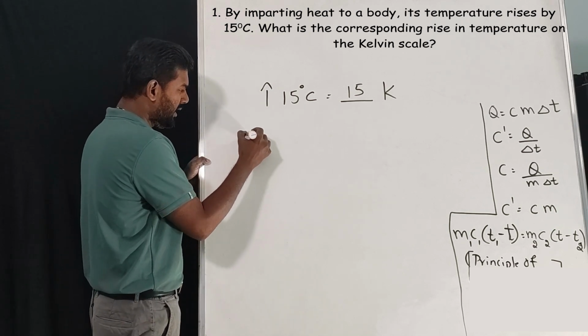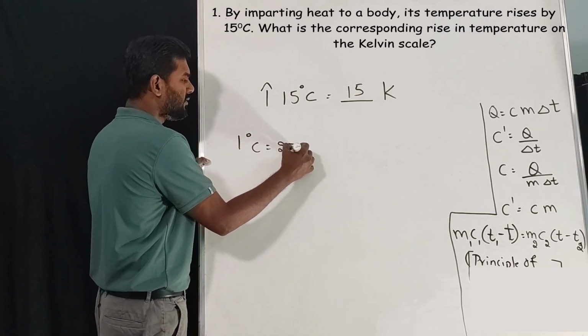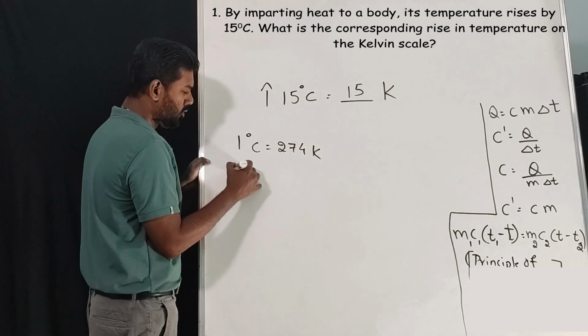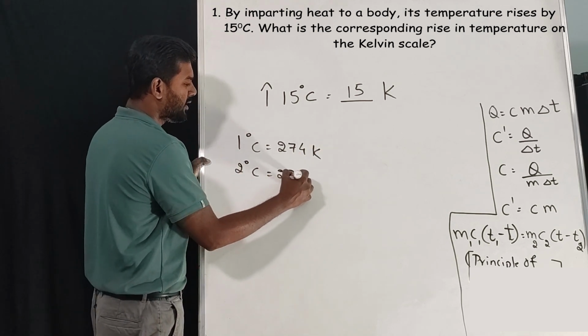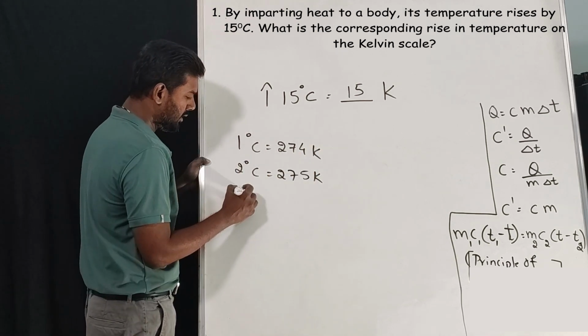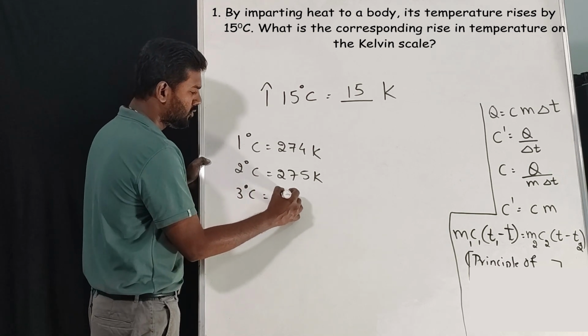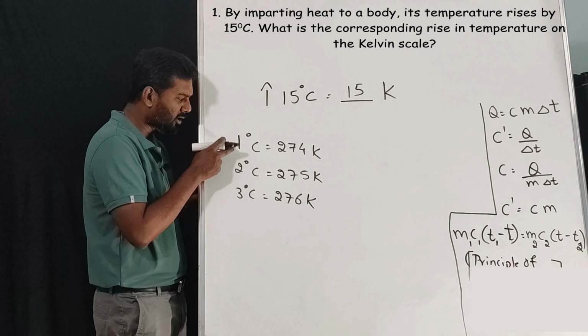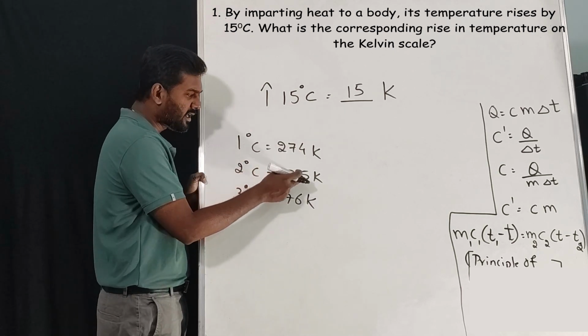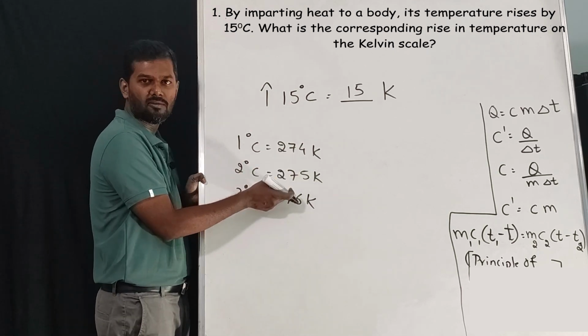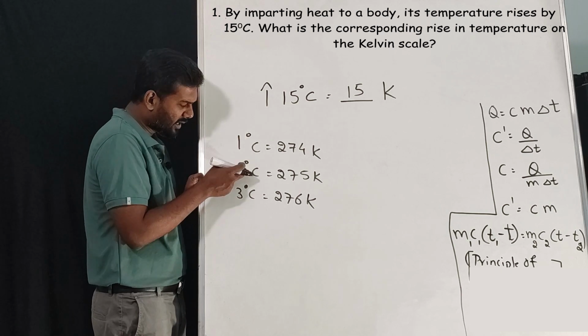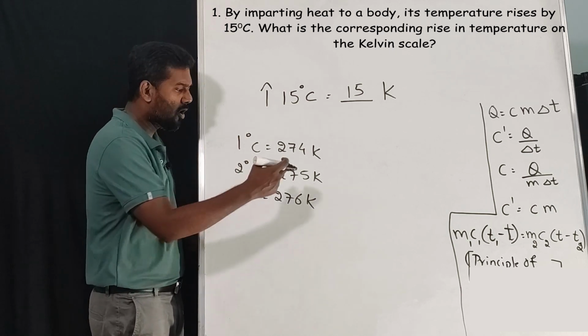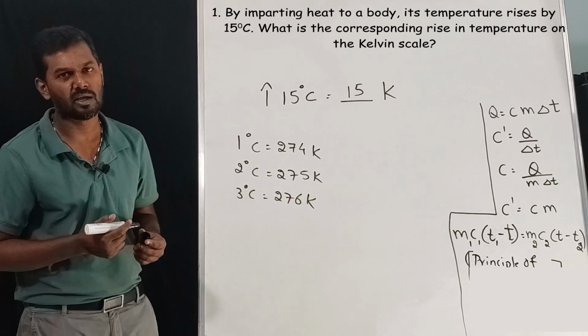This one, 1 degree Celsius is equal to 274 Kelvin, 2 degree Celsius is equal to 275 Kelvin, 3 degree Celsius is equal to 276 Kelvin. How much have I increased from this point to this point? 1 degree Celsius. How much is increased from this point to this point? 1 Kelvin. That's it. So if 1 degree Celsius is increased, 1 Kelvin will increase. That is the meaning of this question.